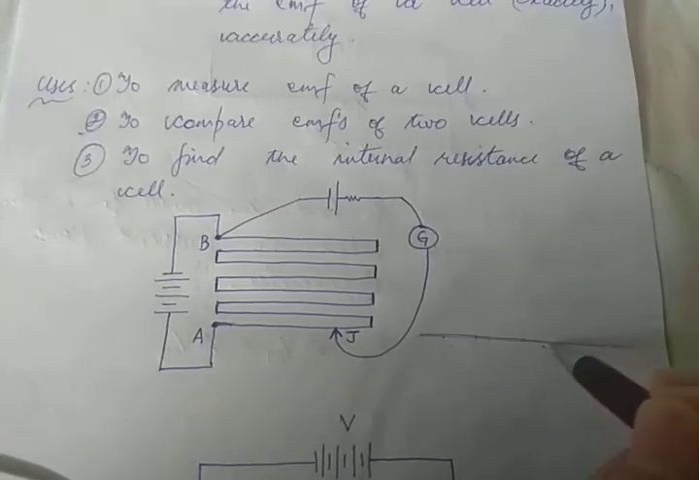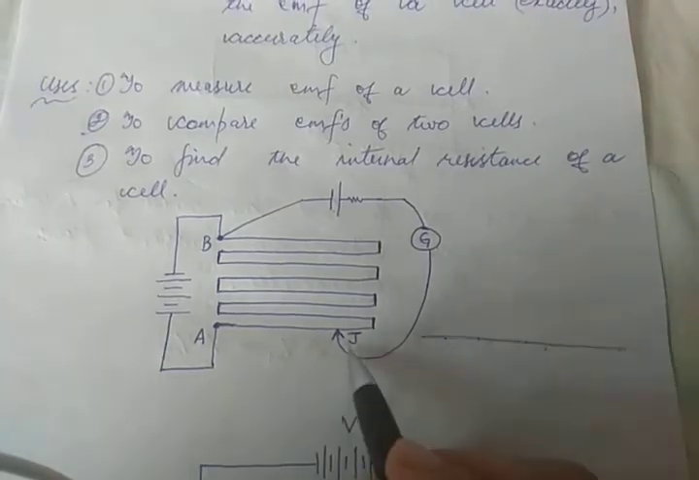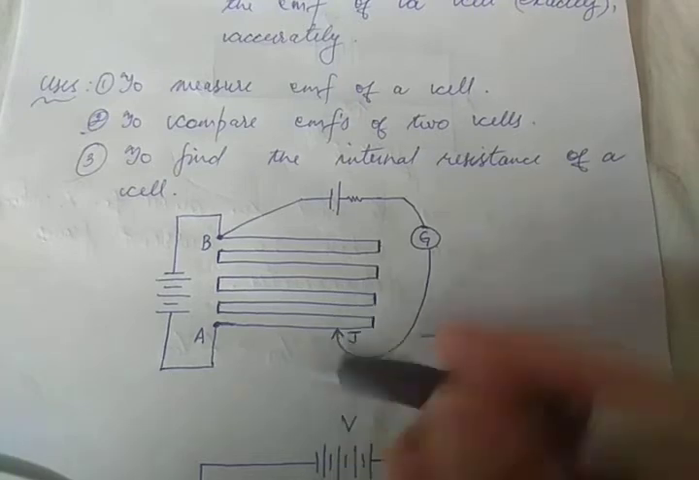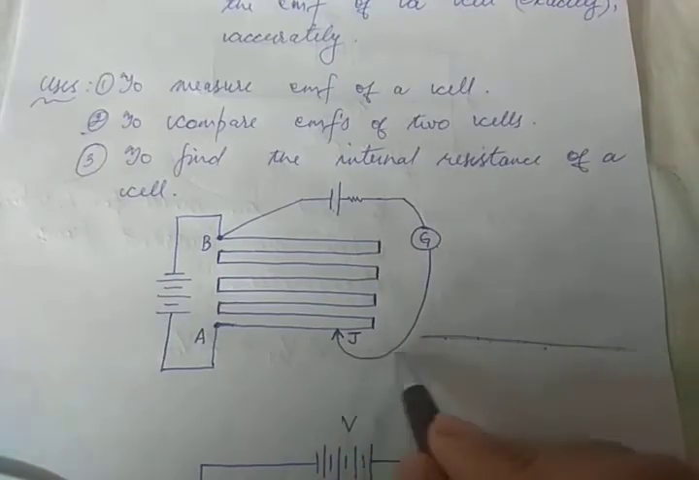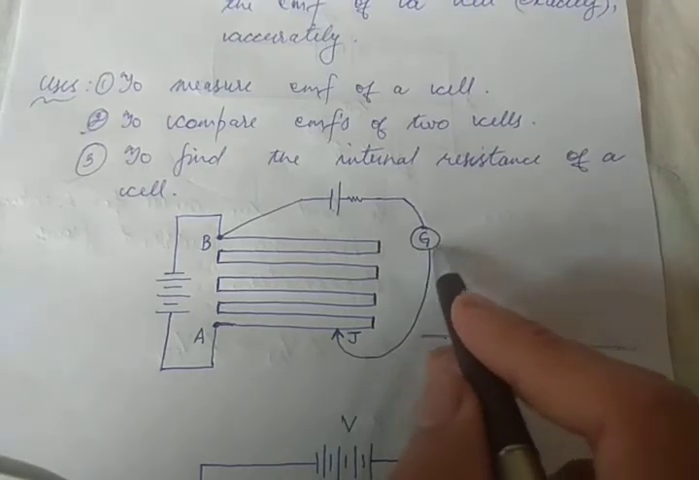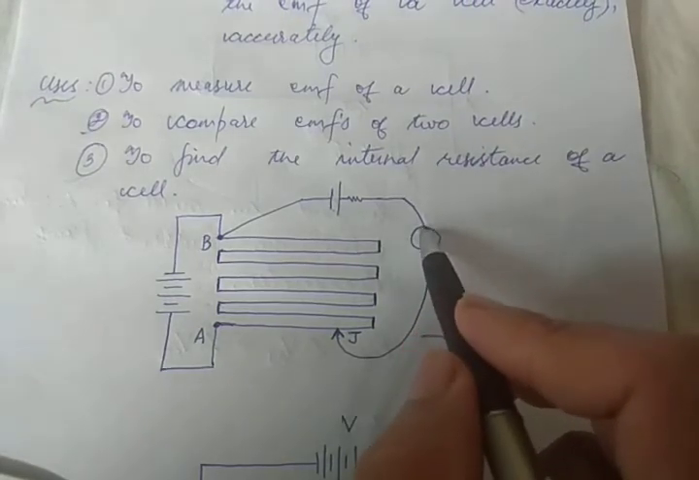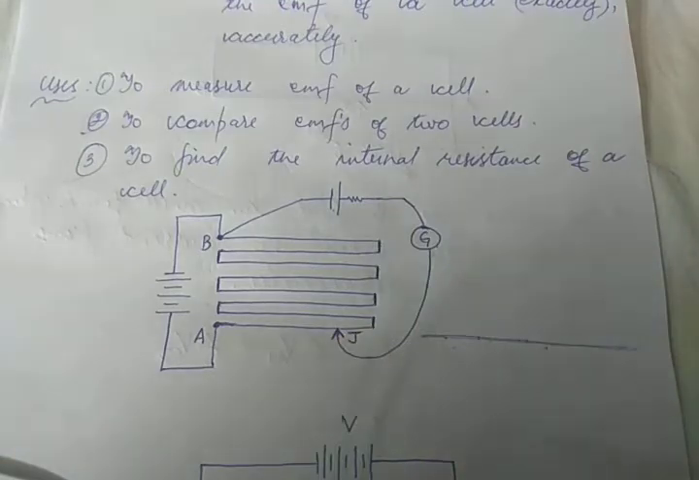Okay, whichever point I want to touch. The jockey itself is connected to a wire. The jockey is this thing. If my pen is the jockey, my pen is connected to a wire. The other end of the wire is connected to a galvanometer. The other end of the galvanometer is connected to the cell. Okay, that's the connection.